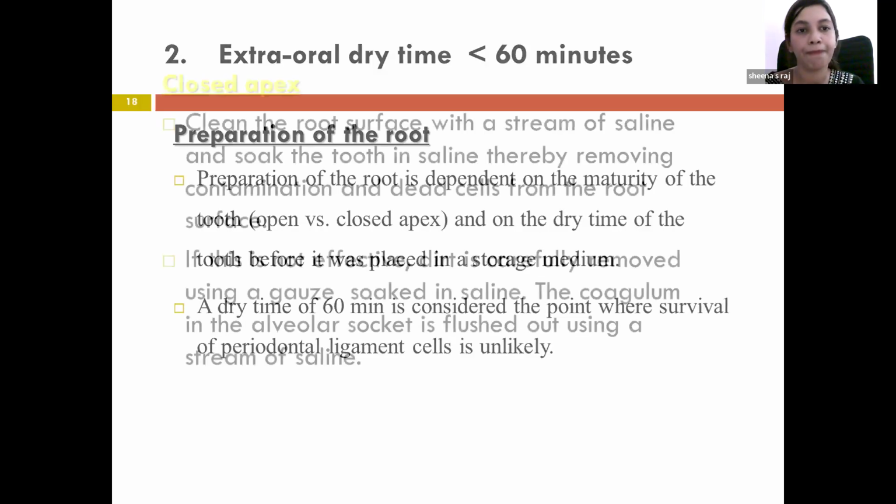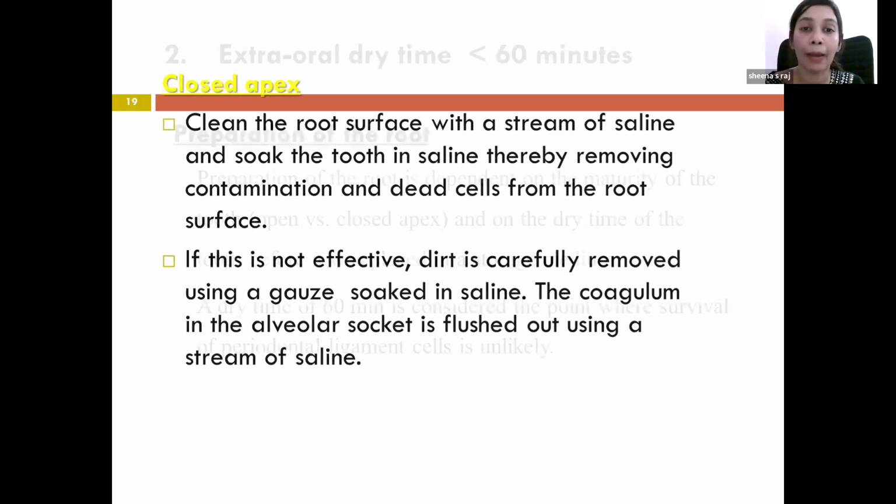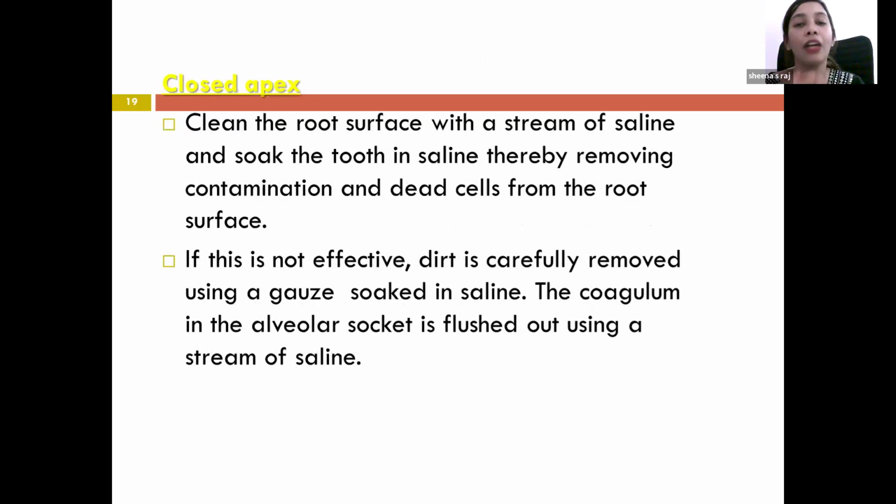If it is a closed apex, since it is less than 60 minutes, we have to clean the root surface with saline, and soak the tooth in saline, thereby removing all the contaminants, dead cells, etc. If it is not effective, the dirt is removed with a gauze, also soaked in saline, so that the tooth gets properly attached. It should not be contaminated.